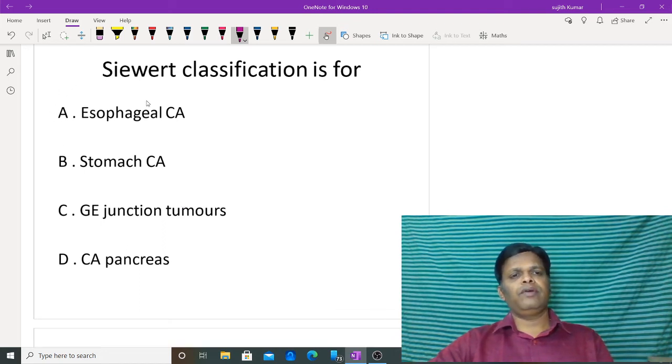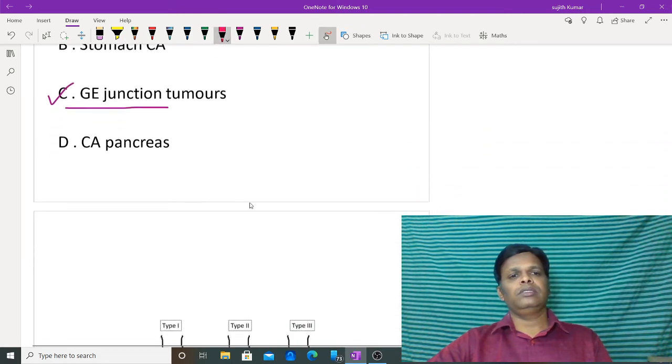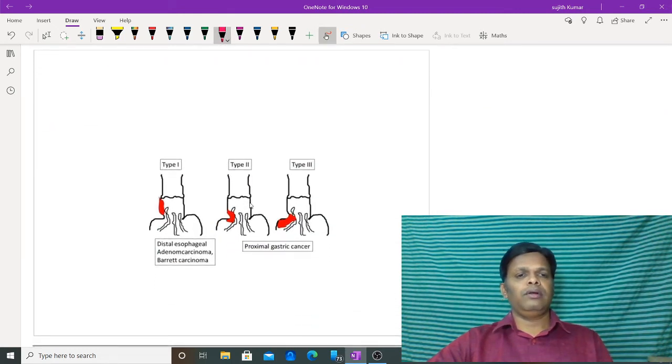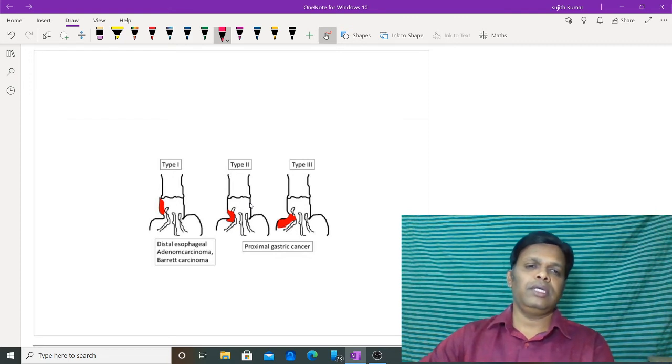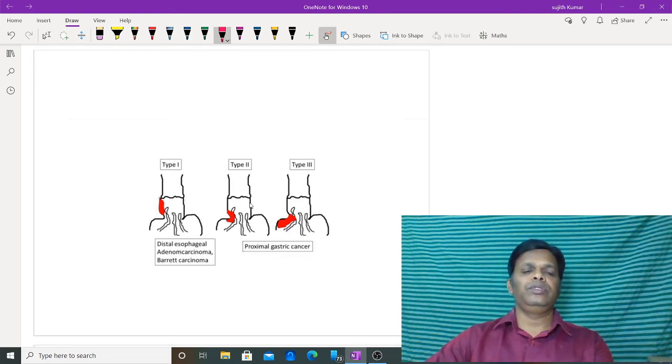See what classification is for. This is a straightforward question, no need of any explanation. The answer is GE junction tumors. What is the Siewert classification? I already just discussed it: it is for gastroesophageal junction tumors.